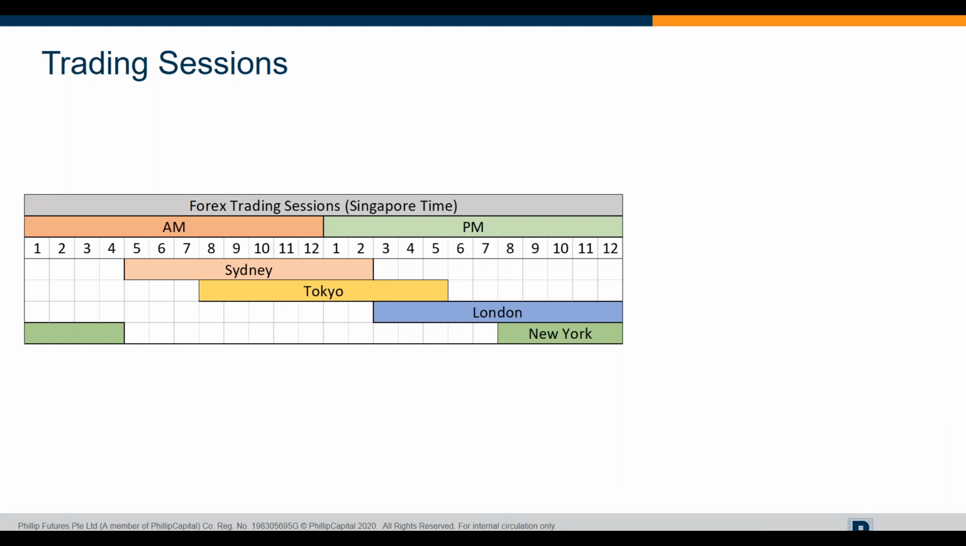To put it simply, something that we can visualize better is this trading session table. Normally the first session, which is the Sydney session, starts at 5 a.m. in the morning. This is illustrated in Singapore time.